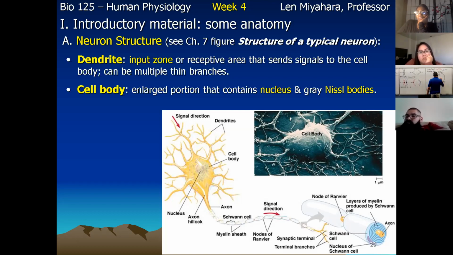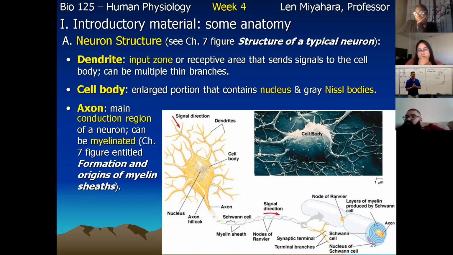If you get a collection of cell bodies, either in the CNS or the PNS, it looks gray. So we call that gray matter. Gray matter is where the cell bodies are found. White matter generally is made up mostly of myelinated axons. Now, it can be myelinated or not, but myelinated axons are whiter. And so we call that collection of myelinated axons white matter. So this is gray matter, this is white matter when it's myelinated.